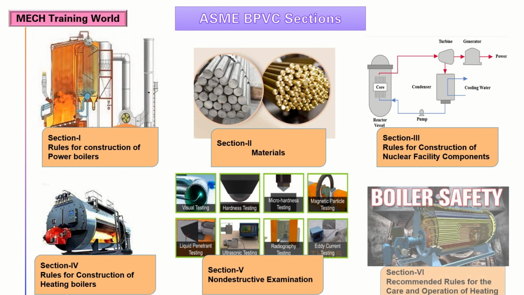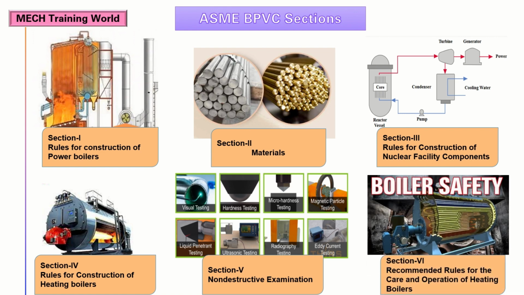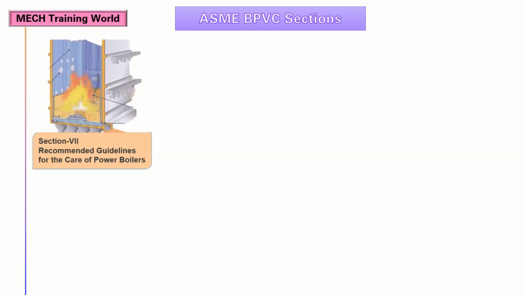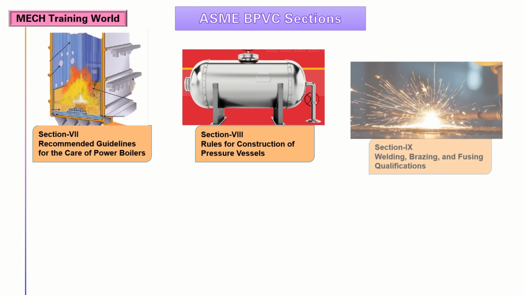So next one is Section 6, that is for care and operation of heating boilers. It provides guidance on caring for heating boilers. It guides us on what operations we should perform to keep heating boilers in operational condition. That is given in Section 6. And next one is Section 7, that is for care of power boilers.